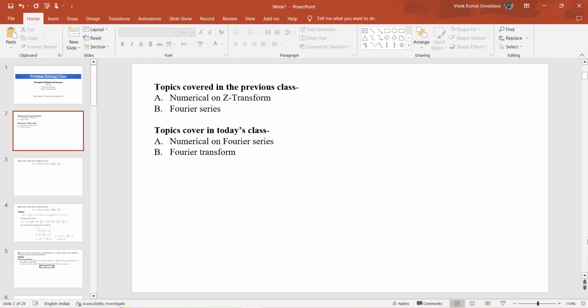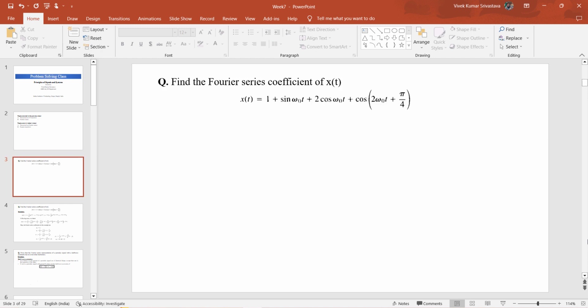So the topic of today's class is to solve some numericals based on the Fourier series first of all, and then we will jump to Fourier transform. There we will see why Fourier transform is needed, and how to evaluate the Fourier transform of any signal that is non-periodic, or it can be periodic but mostly non-periodic. And also we will solve some numericals based on that topic. Okay, so let us start.